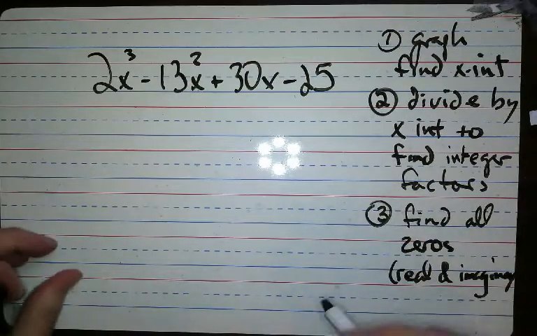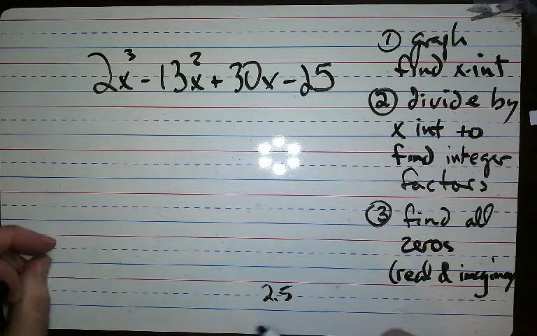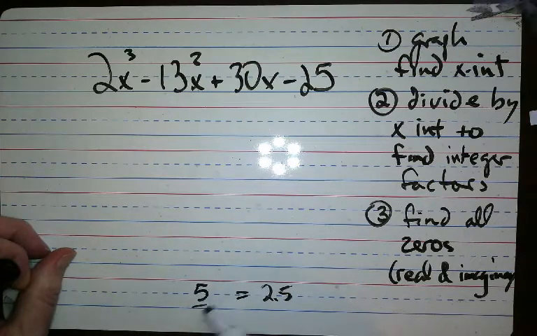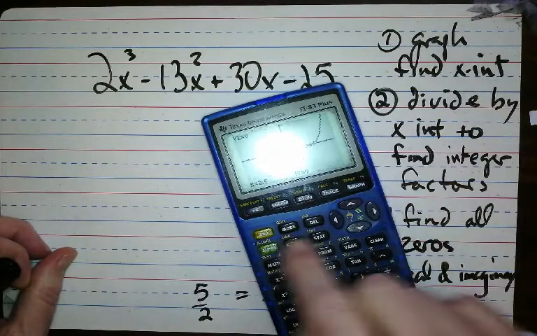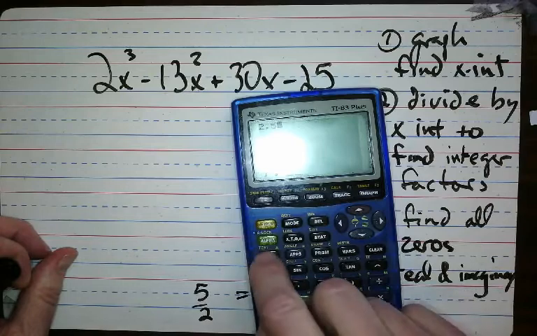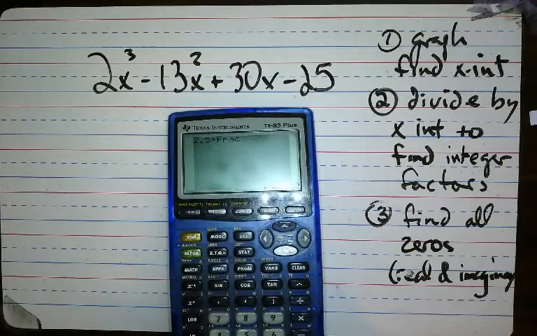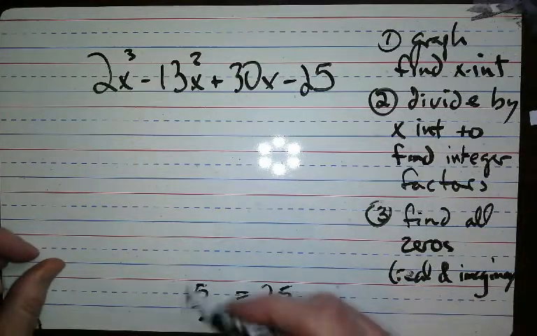Okay, so I know 2.5 is the x-intercept. Now, I want to make this into a fraction. You know 2.5 is really 5 over 2, right? If you really didn't know that, which is possible, I suppose, you just put 2.5, hit the math button. Look, it says change into a fraction. Do you want that to be changed into a fraction? I say yes. 5 over 2. Look at that, 5 over 2.